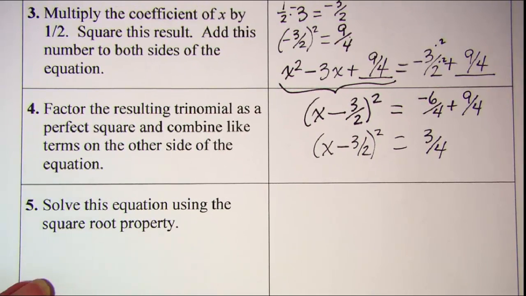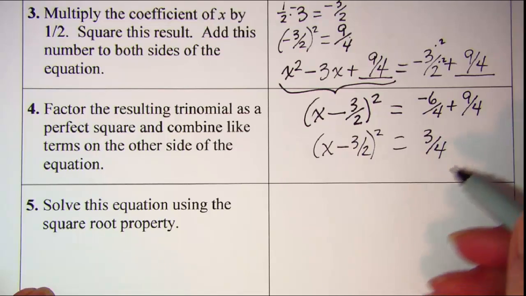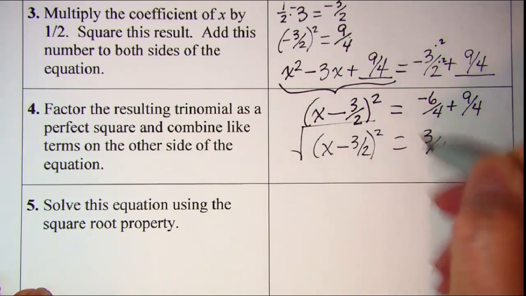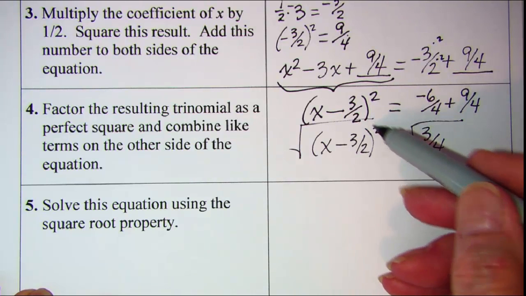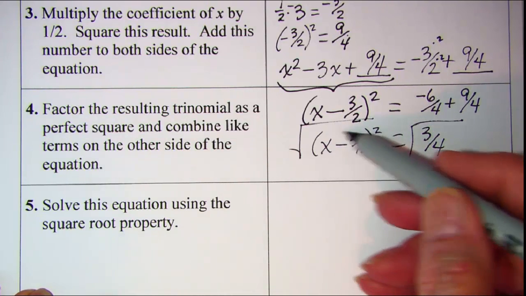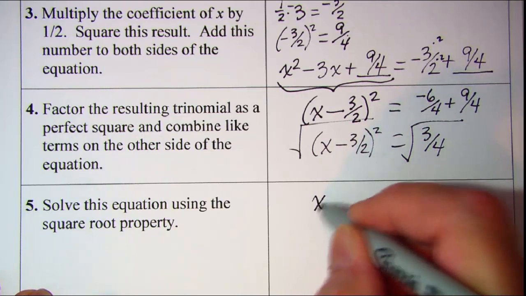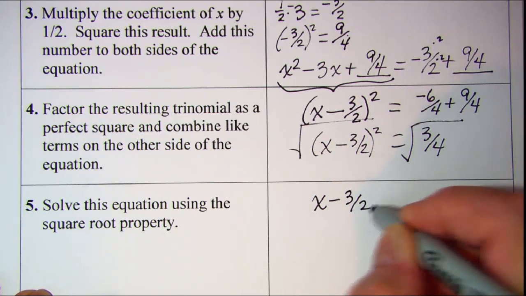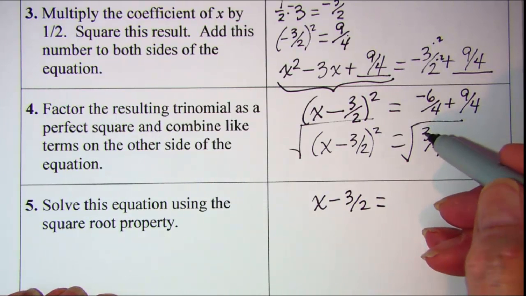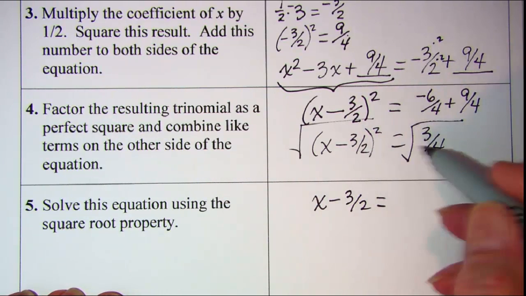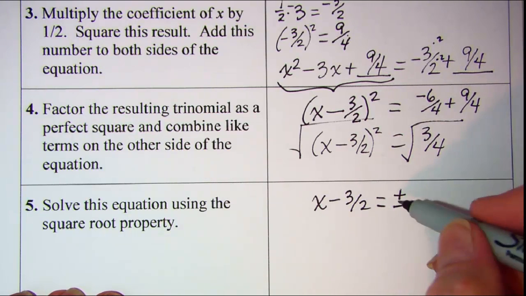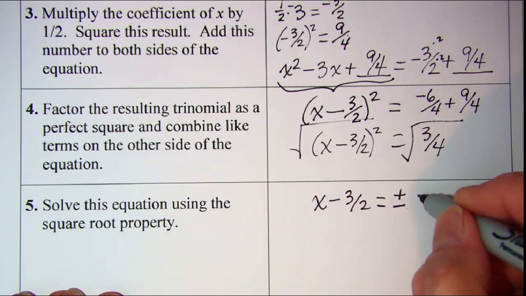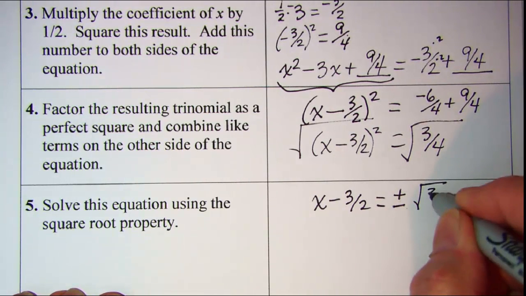My last step is to solve this equation using the square root property. So I'll square root both sides. When you square root a square, you'll end up with just this underneath part here. So x minus 3/2. And then you also have to remember that when you square root both sides of an equation, you have to write plus or minus. Don't forget that, plus or minus. And then I have the square root of 3/4.